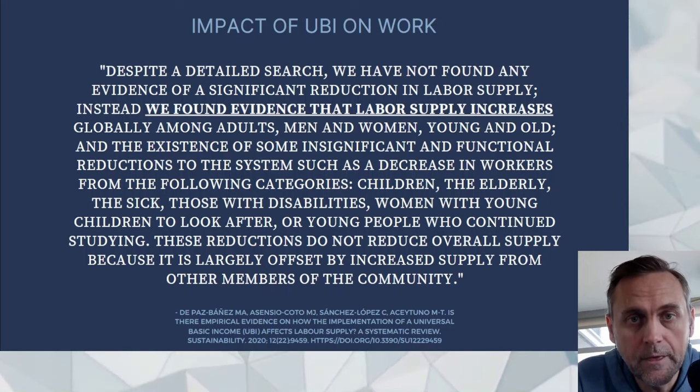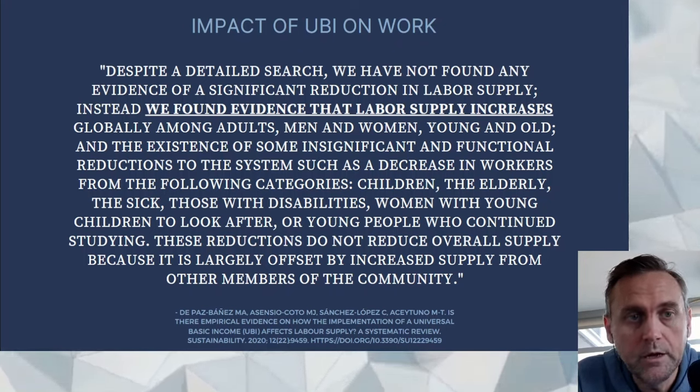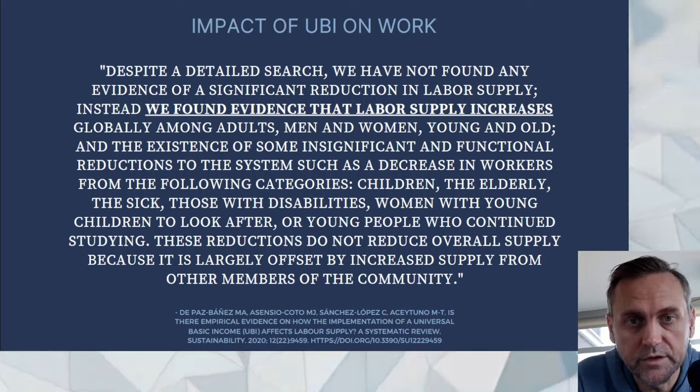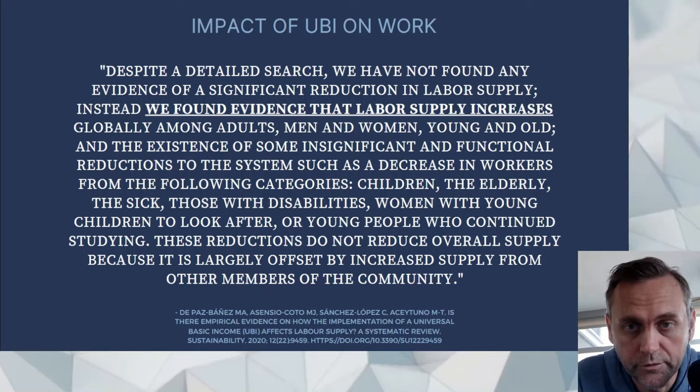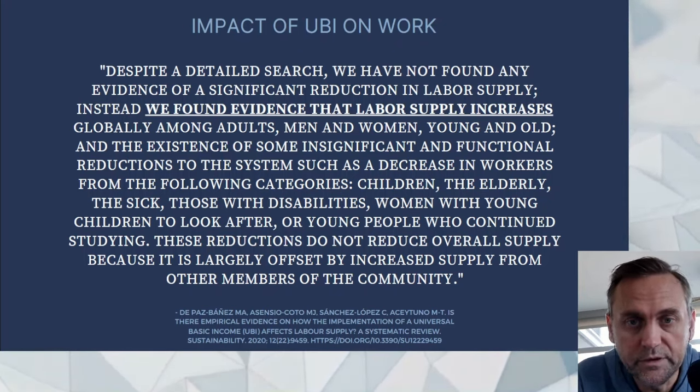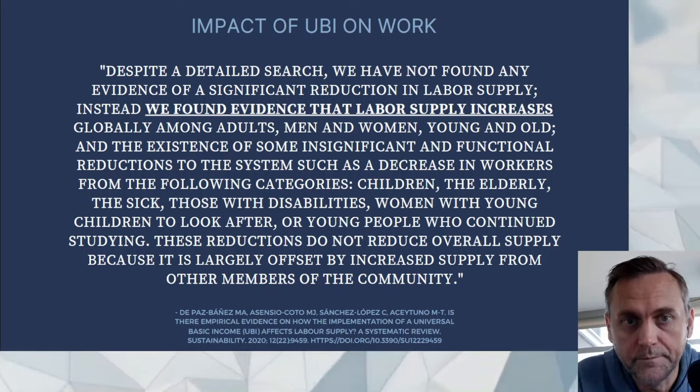Instead, we found evidence that labor supply increases globally among adults, men and women, young and old, and the existence of some insignificant and functional reductions to the system, such as a decrease in workers from the following categories: children, the elderly, the sick, those with disabilities, women with young children to look after, or young people who continued studying. These reductions do not reduce overall supply because it is largely offset by increased supply from other members of the community.